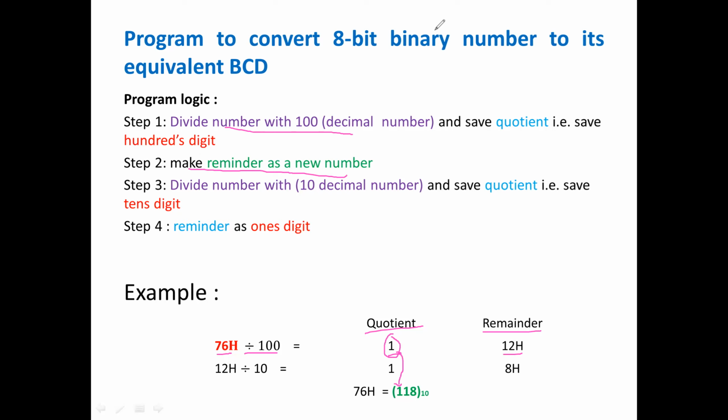Now the second step: the remainder is taken as a new number. This number I am dividing by 10. Once you divide these two, there will be some quotient and remainder. This quotient is going to be the tens digit and this remainder is going to be your first digit, the ones digit. That's it. Whatever the value in each place, that is going to be your decimal value. This is the operation.